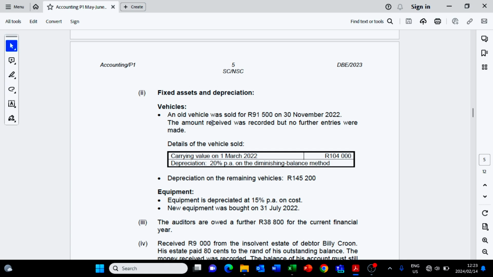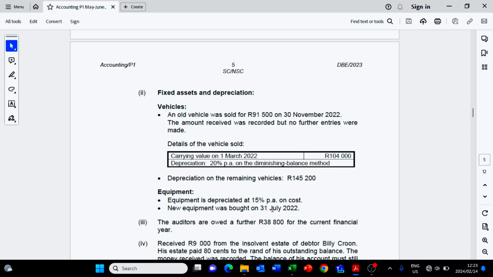The amount received was recorded, but no further entries were made. Details of the vehicle sold. The carrying value on 1 March 2022 was 104,000. Then the depreciation is 20% per annum on the diminishing balance method.